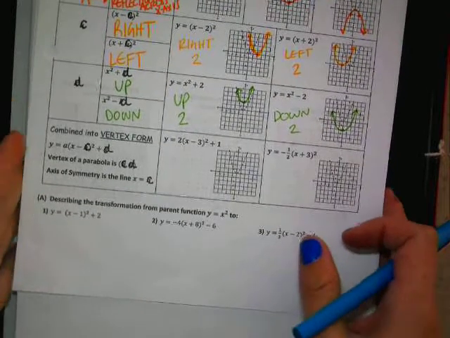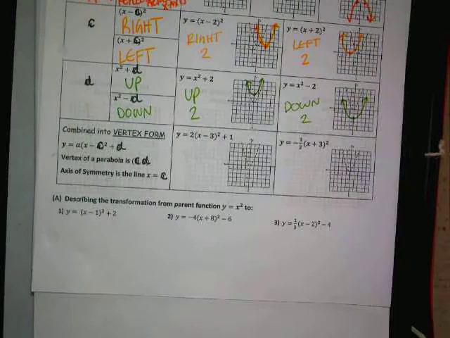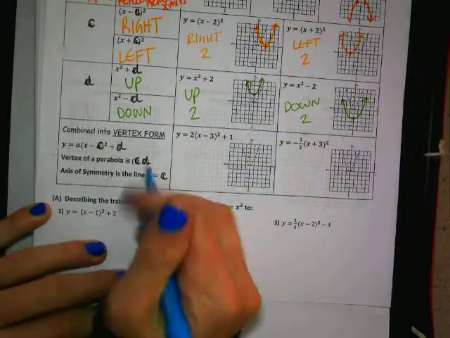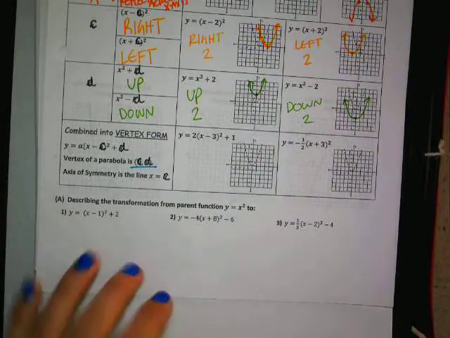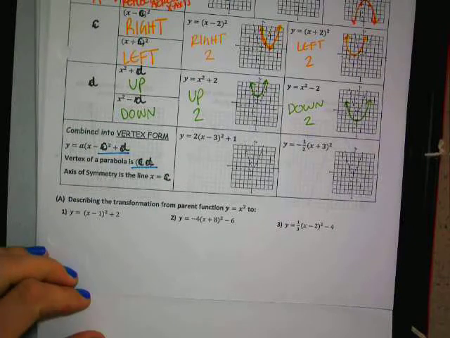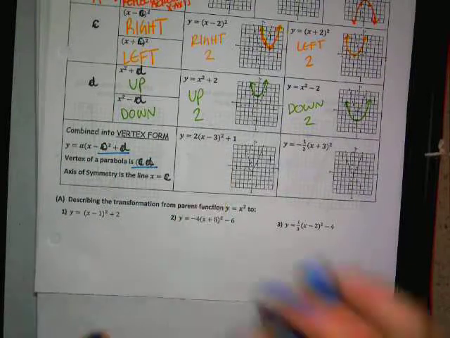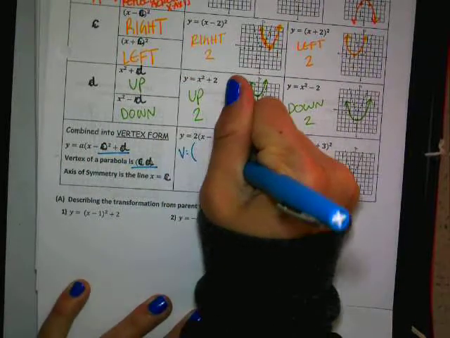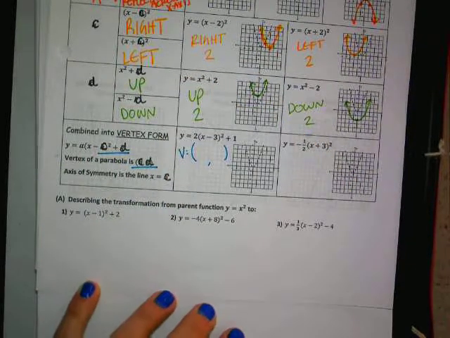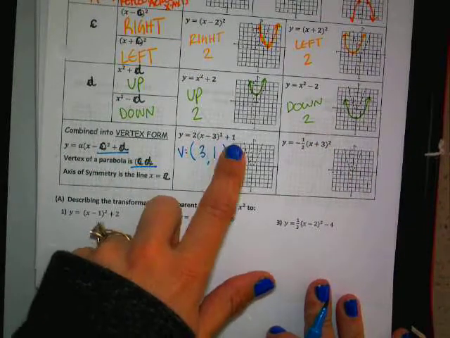Okay, any questions so far? This last little box here, that's combining everything together. So we're just combining all the transformations. Your vertex is C, comma D. That is very important. It's going to come from those last two numbers right there, but don't forget to switch the sign on the inside. So on this example, where is my vertex going to be at? 3, comma 1. Switch the sign.